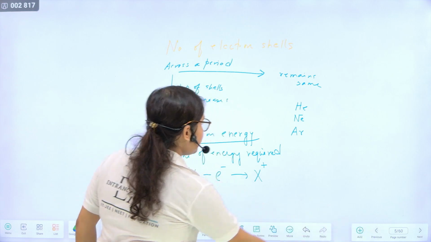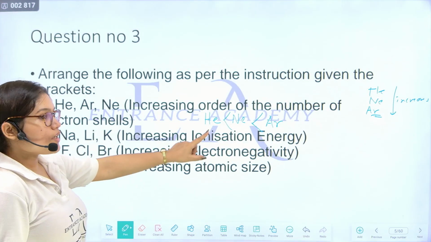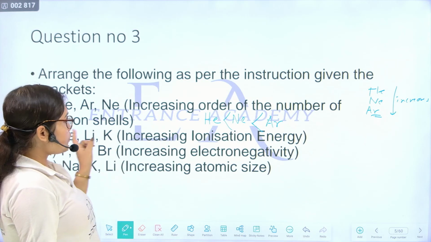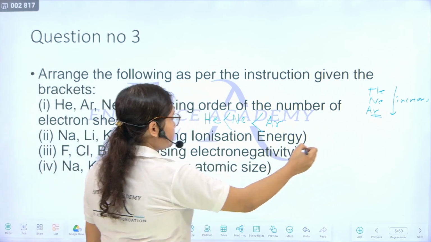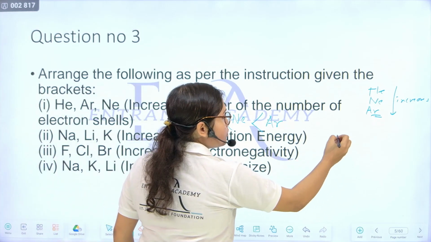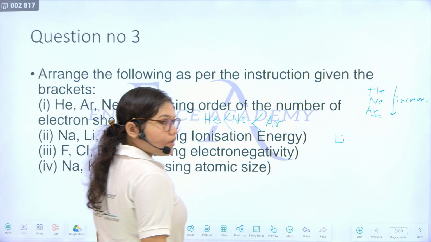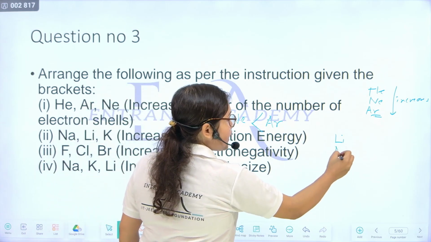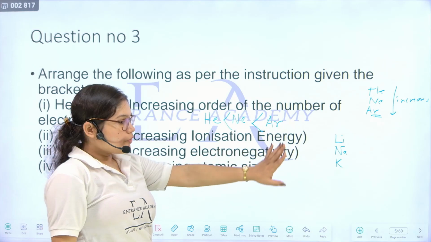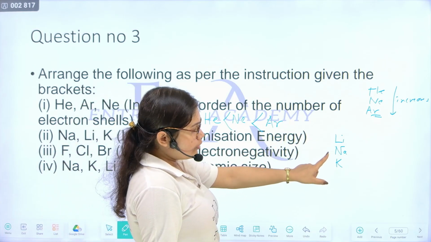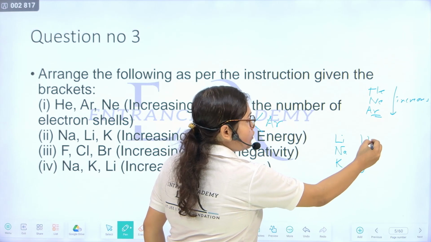So in this question, we have to arrange those elements, sodium, lithium, potassium, in increasing ionization energy. First you need to arrange those elements according to the periodic table. Lithium is placed like this, then sodium, and the last one is potassium. This is according to the periodic table: lithium first, then sodium, then potassium. So you need to arrange this down the group.